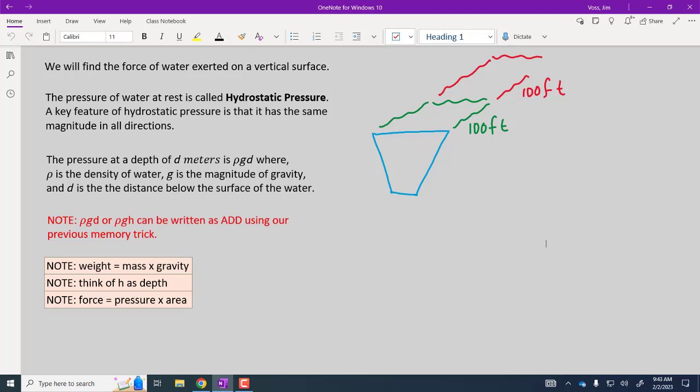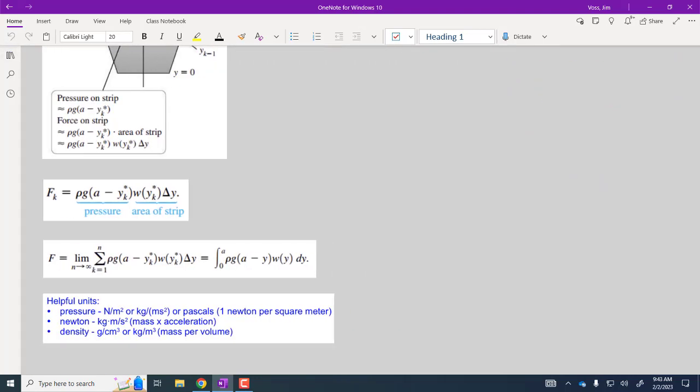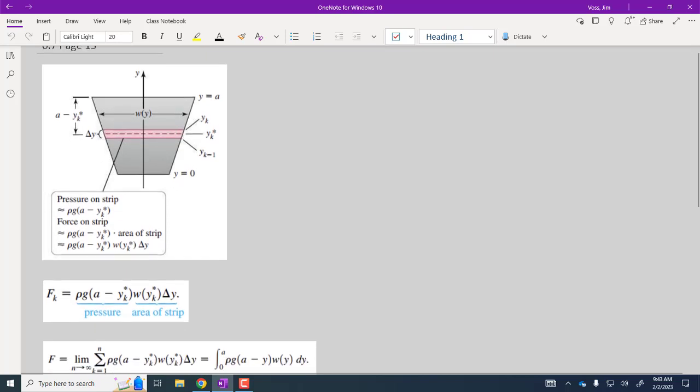So we only care about that face of the dam. It doesn't matter how much water is behind it. We're only interested in what's happening right at the face. So we're going to use the same trick, the same acronym that we used when we were doing the pumping problems. Or similar. It's ADD, area instead of ADD, volume. It's going to be very similar.